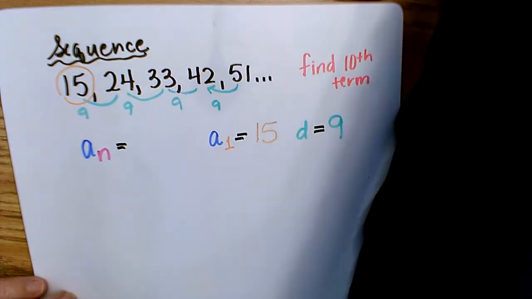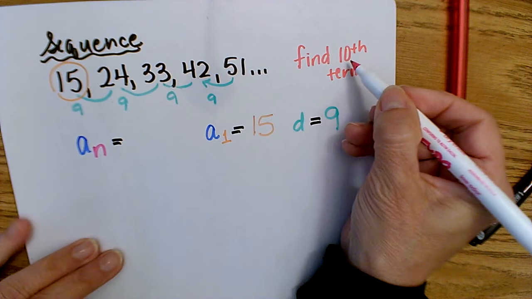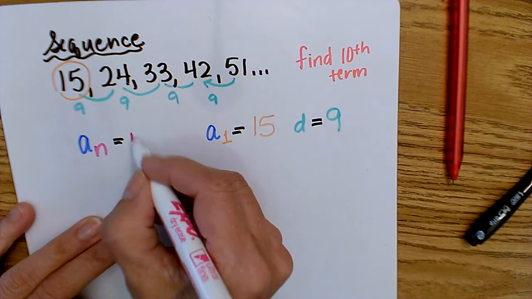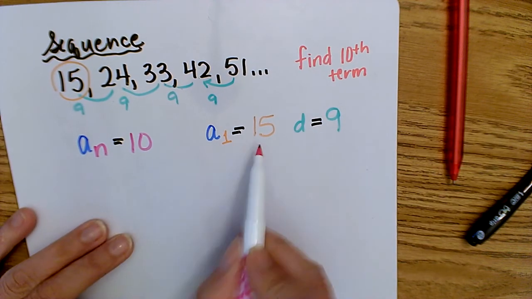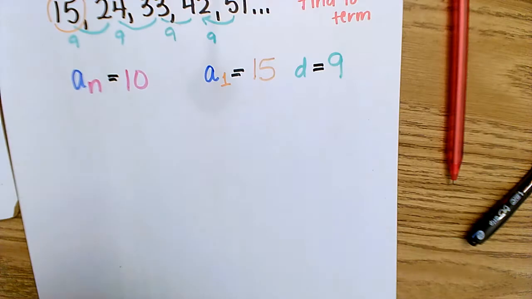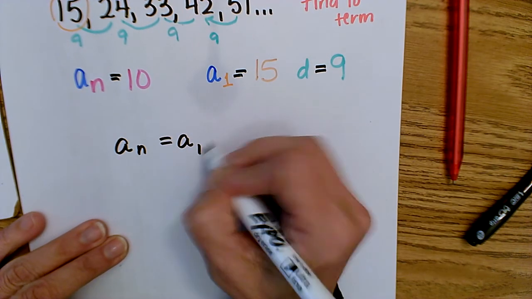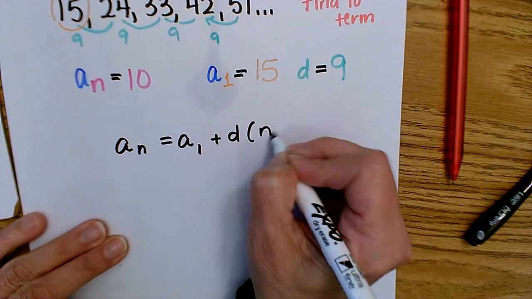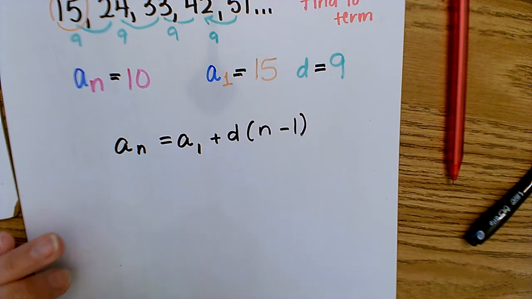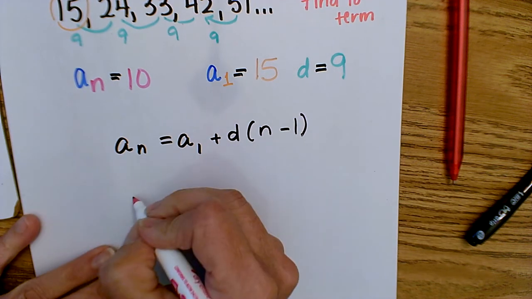And then let's say we want to find the 10th term. So that means this n number, that's going to be 10. So these are the 3 numbers that I want to put into my formula. Okay? So remember, the formula goes like this. So let's just plug those numbers in. I am looking for the 10th term.